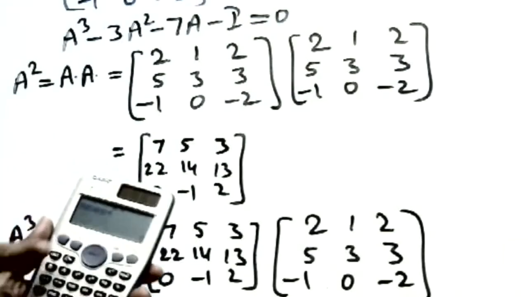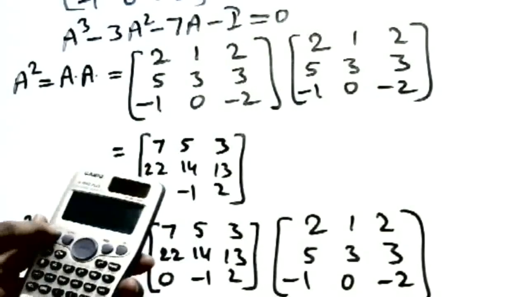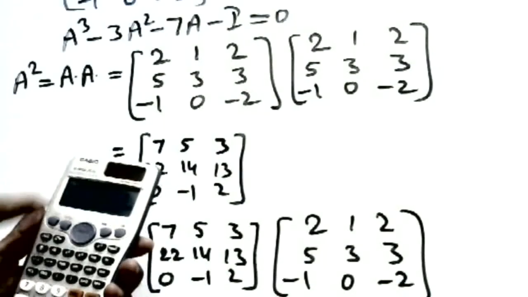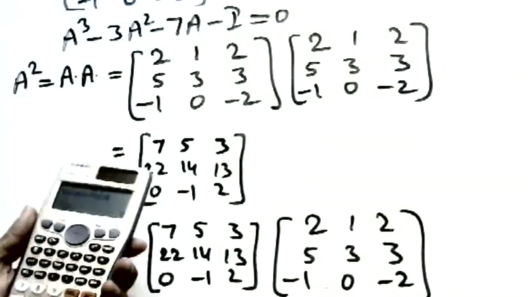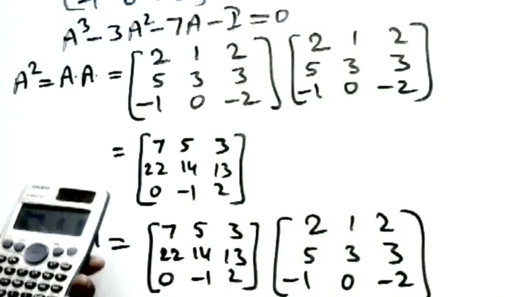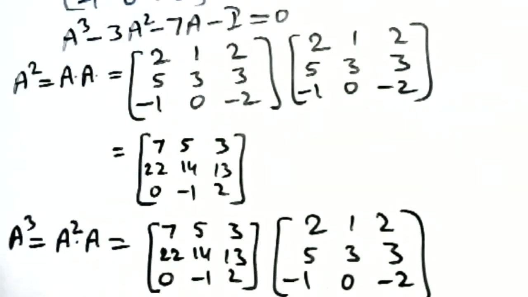Again we can write like this, A into A square into A cube. Again we can take A from here, so A square into A will give A cube. So I'm writing the value of A cube. We get A cube as 36, 22, 23, 101, 64, 60, minus 7, minus 3, minus 7. If you have trouble understanding the calculator work, you can ask your professors in the college.